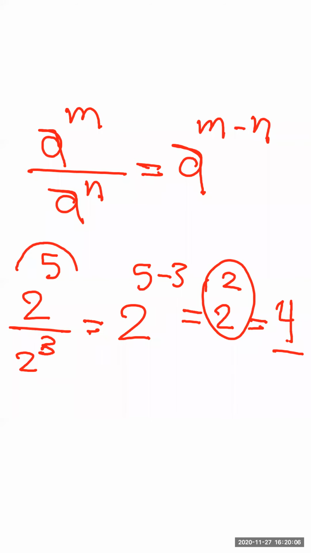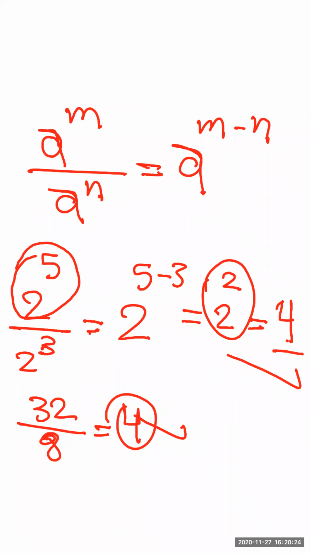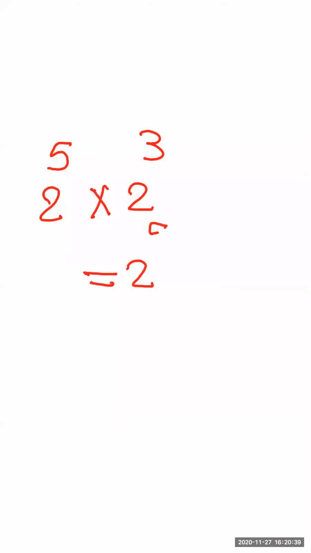If I want to check that I am correct, 2 at the power of 5 is 32. 2 at the power of 3 means 2 multiplied by itself 3 times, which is 8. So 32 divided by 8 means 4. So we are correct 100%. So guys, in case of multiplying the like bases, I'm just adding the indices. So 2 at the power of 5 times 2 at the power of 3 equals 2 at the power of 5 plus 3, so it will equal 2 at the power of 8.